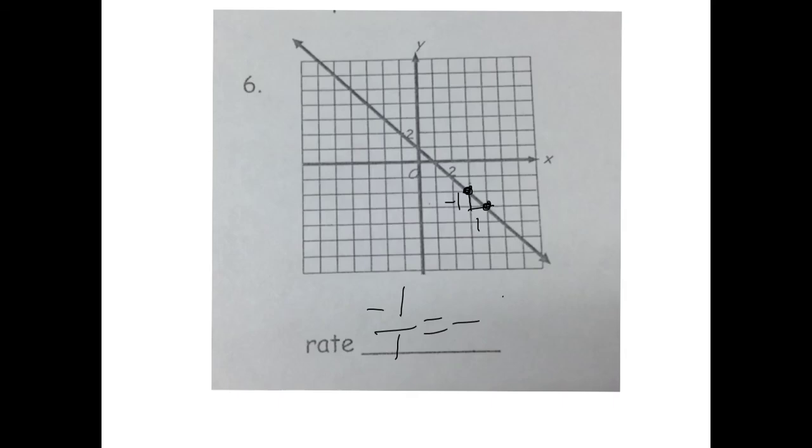Negative 1 divided by 1 is negative 1. So this is the slope of negative 1. And you're done. This is going to be an easy lesson.